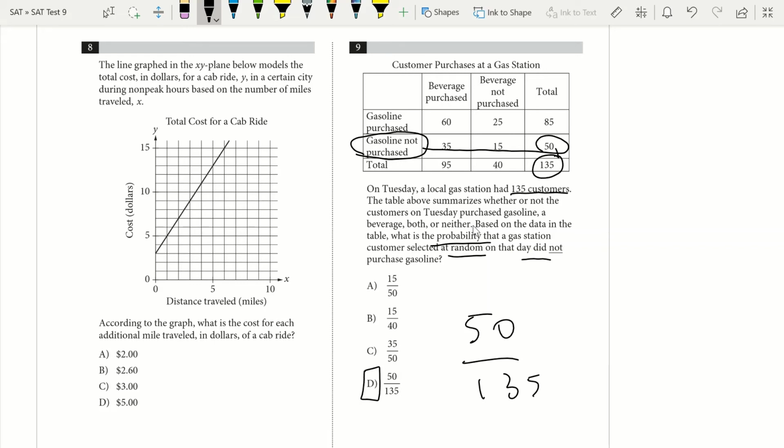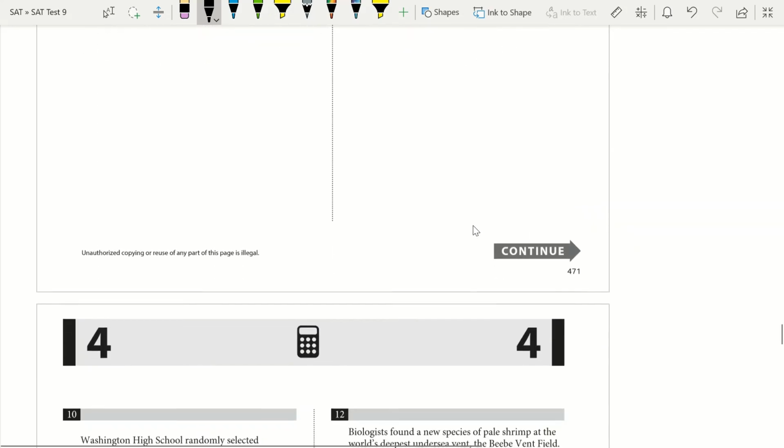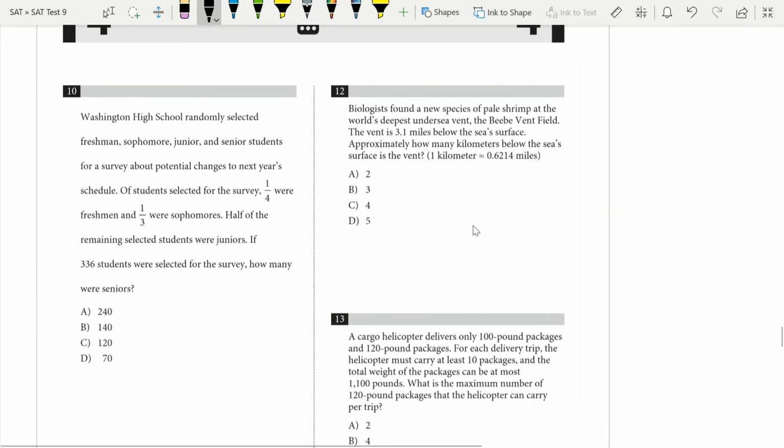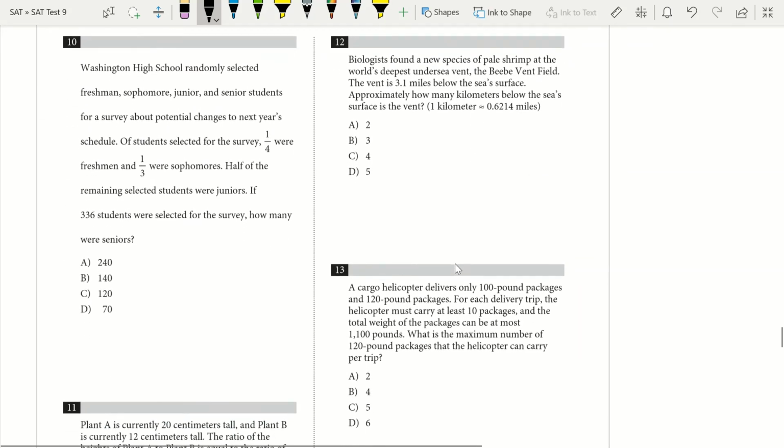Okay, so with two-way tables, the big tip is understanding that you want to draw on your two-way tables. Like I talk a lot about drawing on your graphs, drawing on your two-way tables, annotating your text, right? You really just want to use the passage and the information contained on the test to your advantage. So in this case, you go to the right from gasoline not purchased. You see that there were 50 people who didn't purchase gasoline. You see that that's out of 135 people total. So that one right there is just interpreting a two-way table, but I wanted to cover that since we hadn't yet today. All right, moving on, let's go ahead and find another one that I want to cover.